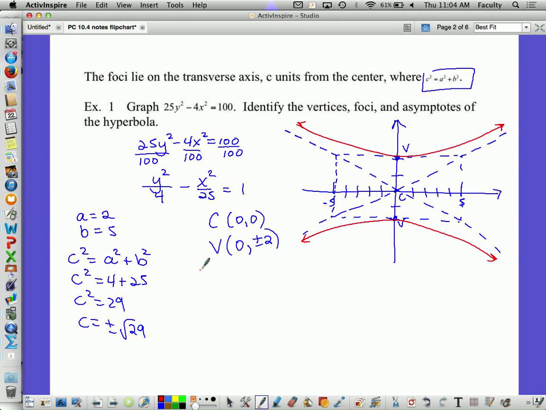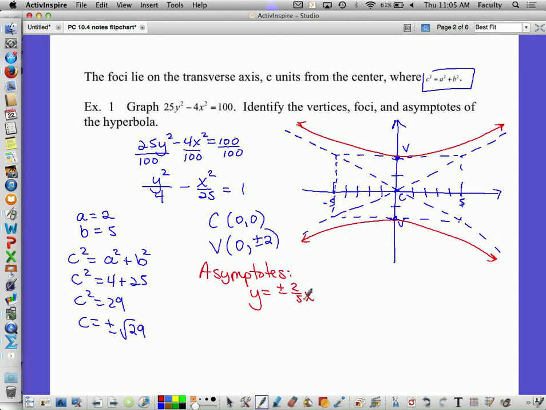So then, if I want to write the equation for the asymptotes, which I do, you're going to use y equals mx plus b, and you're going to use rise over run. You would go up 2, right 5, but because there's 2 of them, it's going to be y equals plus or minus 2/5 x.